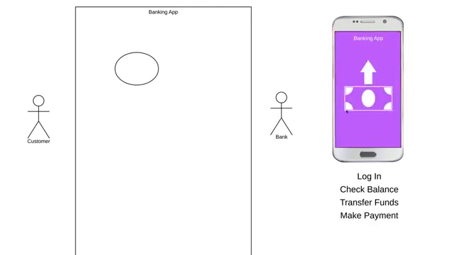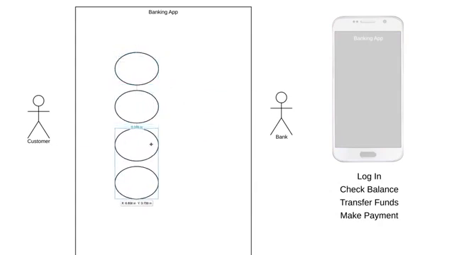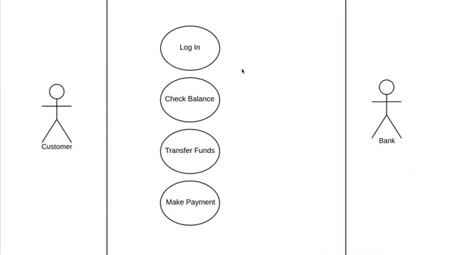So if this is what our banking app does, we're going to have use cases that describe each of those actions. We'll have a use case called login, another called check balance, another called transfer funds, and finally make payment. You can see that each of these use cases starts with a verb and reinforces an action that takes place. We also want them to be sufficiently descriptive. If this use case just said transfer, that'd be too vague. Finally, it's good practice to put your use cases in a logical order when possible. That's why we put login at the top. That's the first thing that will happen when a customer uses our banking app.